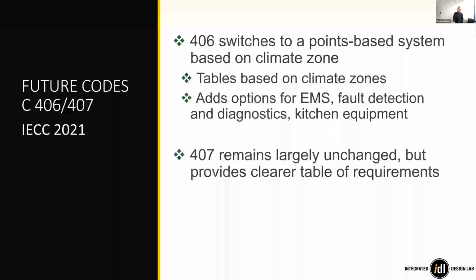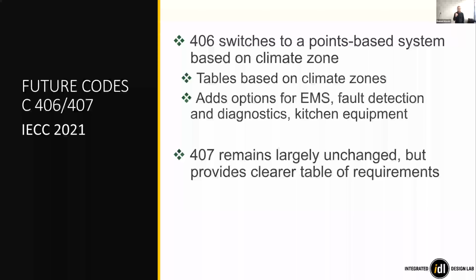That changes pretty significantly for 2021. And maybe you're already dealing with this if you're dealing with a jurisdiction that's in the 2021 code cycle. Instead of just choosing one of those options, you now have a points-based system. And those points change based on the climate zone where you are. It also adds a few options in there, options that weren't in the first 7.